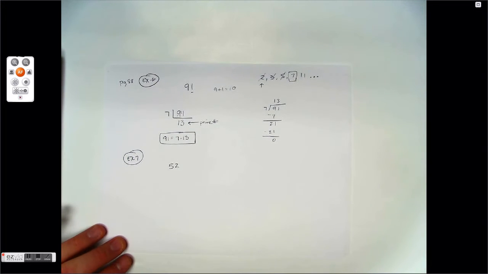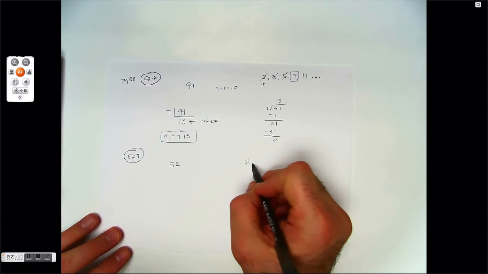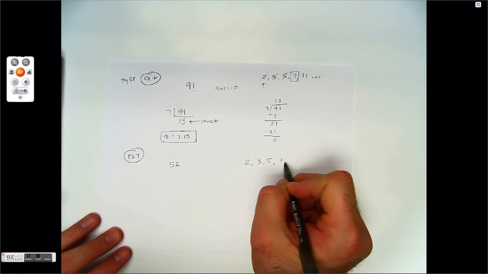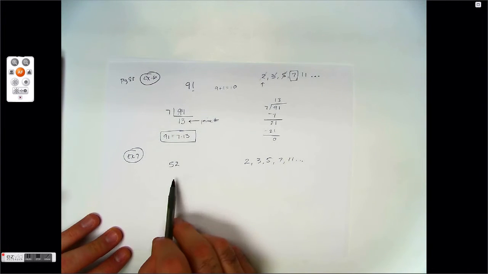All right, let's look at example 7. Let's look at another number, 52. Let's go through our process again. All right, I'm going to list out a couple.